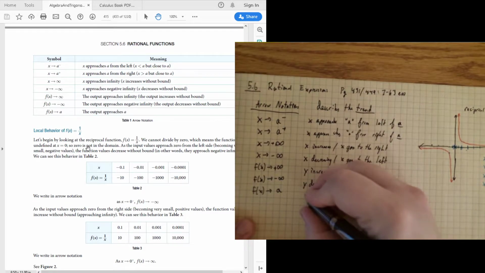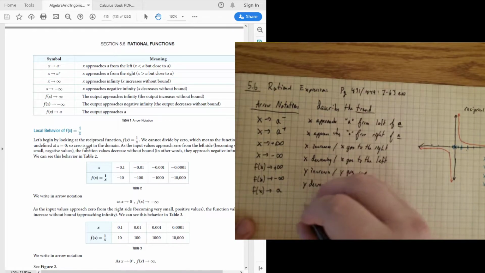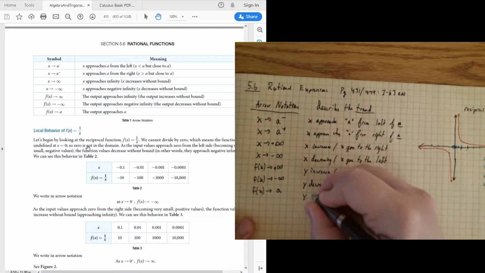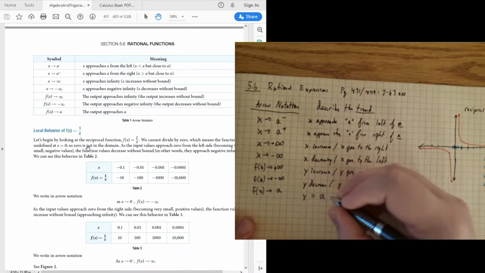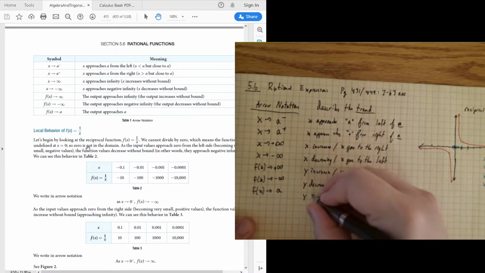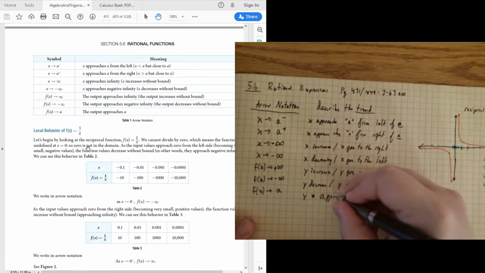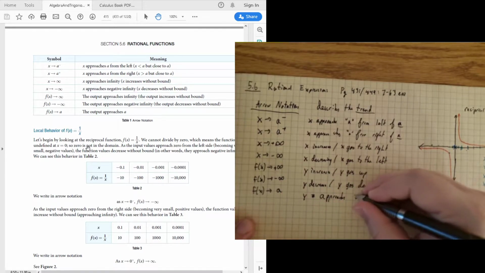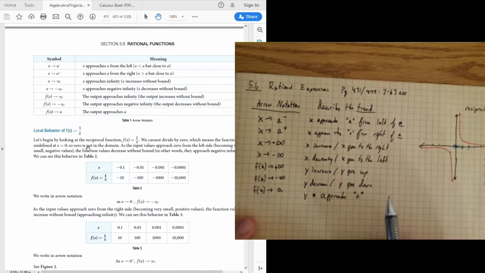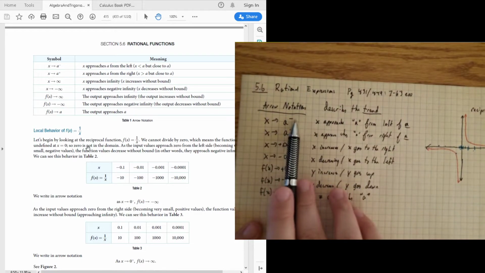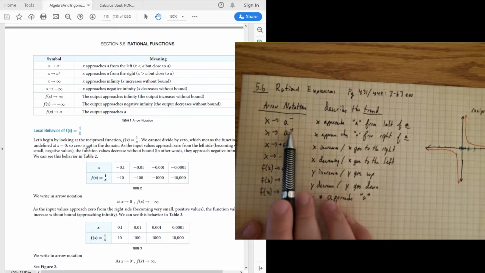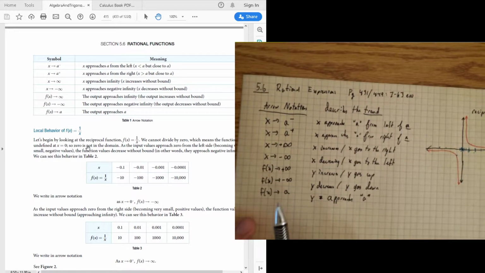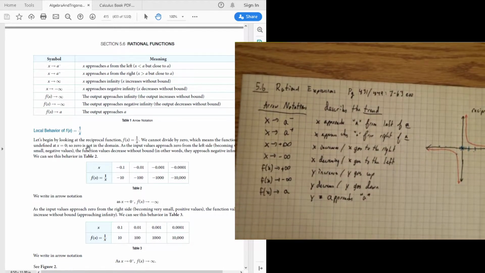F of x goes towards a means as y approaches a. So we can have it looking specifically at from the left, we can have it specifically looking at from the right, we can have it what's happening as we actually get there. And so these are some of the things that can really differentiate different questions.